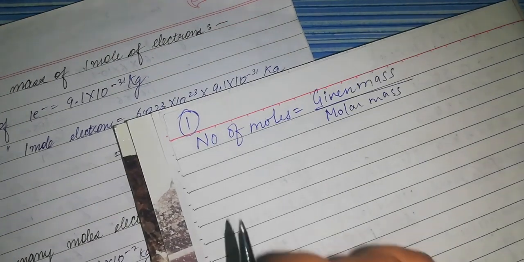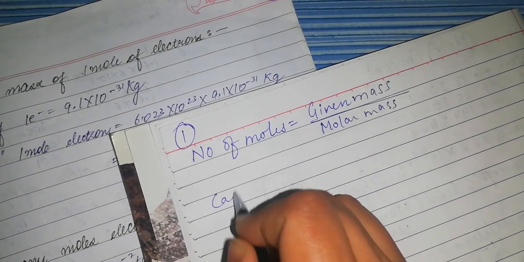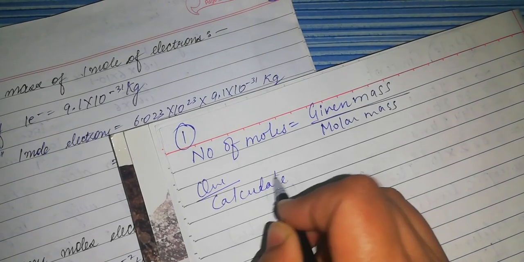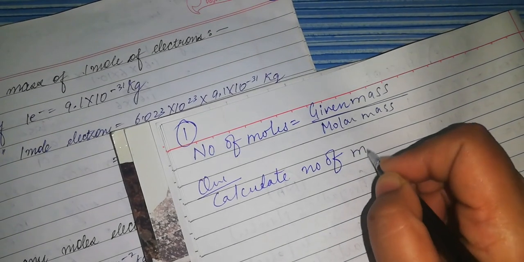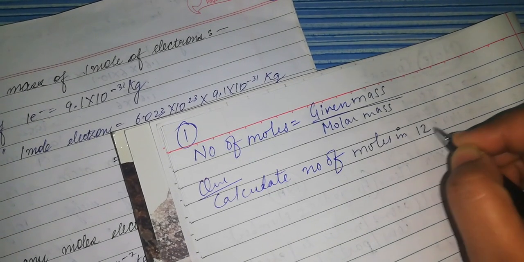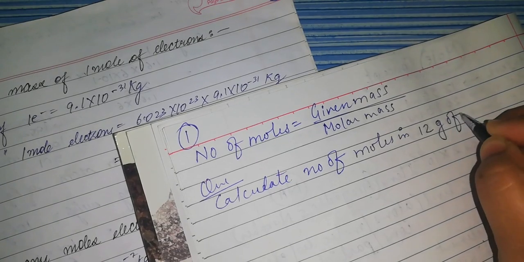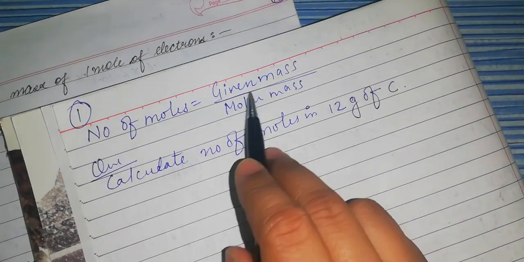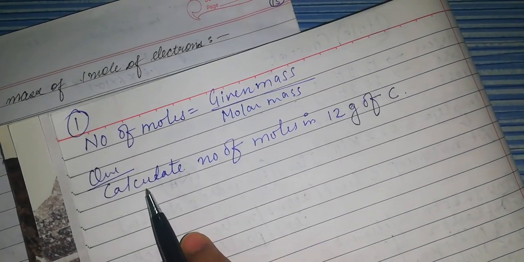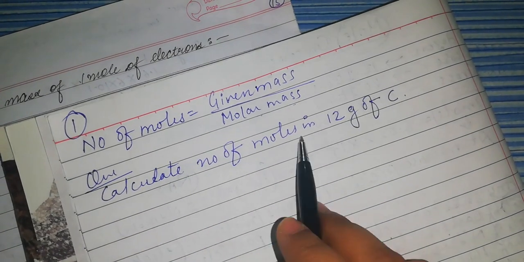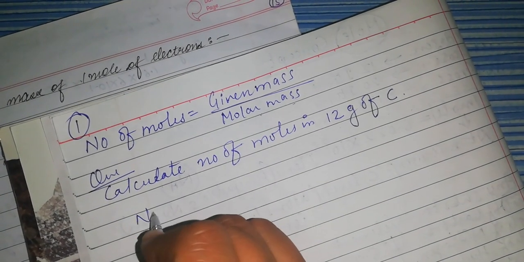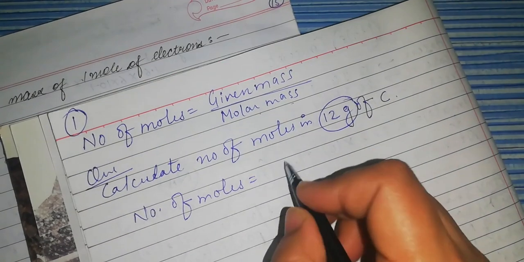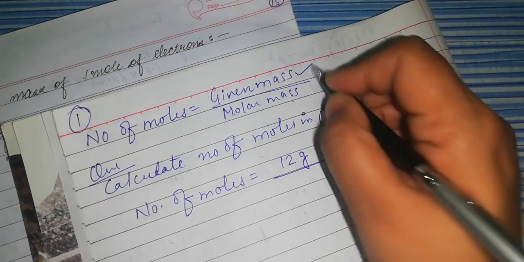Okay, suppose, for example, the question is: calculate the number of moles in 12 gram of carbon. Is that clear? First of all, the formula is number of moles equals given mass divided by molar mass. So we will apply the formula: number of moles equals given mass, which is 12 gram.